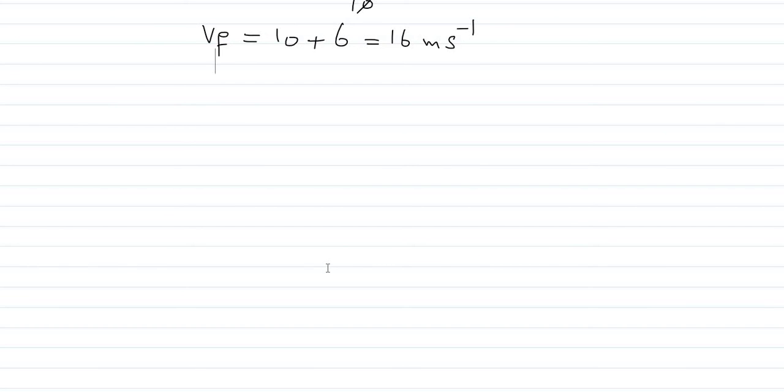2.4 is a homework question that you have to solve in your homework. 2.5: a car moves with uniform velocity of 40 meter per second for 10 seconds. It comes to rest in the next 10 seconds with uniform deceleration. Find deceleration and total distance traveled by the car.